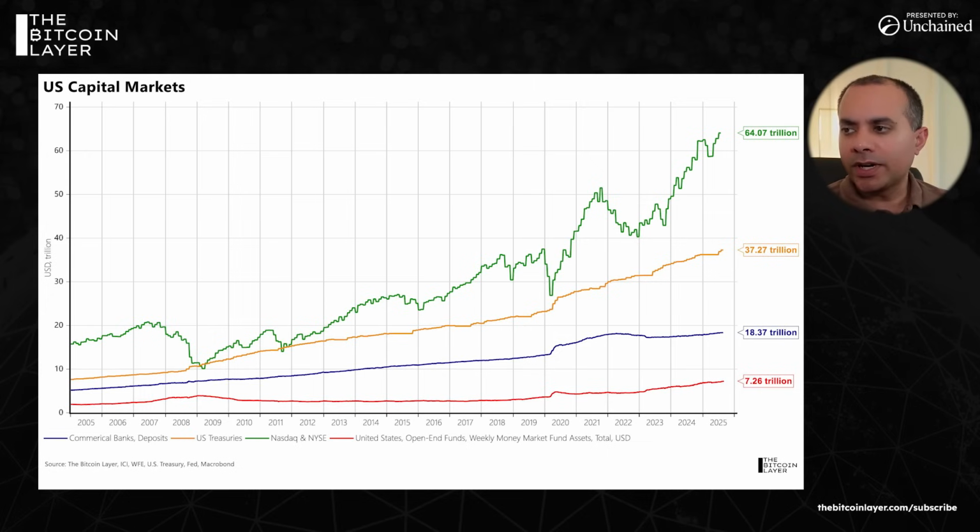The Treasury market here in orange is at 37 trillion. Compare that to the New York Stock Exchange and NASDAQ market caps, combining for a total of 64 trillion. So you can see that it's almost double the size of the Treasury market. Then in blue, commercial bank deposits at about 18 trillion and money market fund assets at around 7.25 trillion.